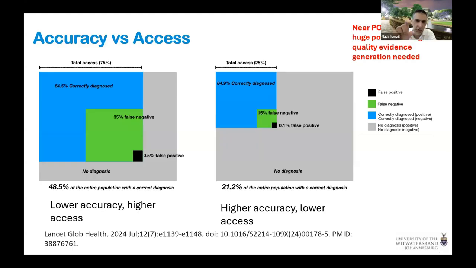And what you notice is overall that your blue box is actually larger on the left than on the right. And that's really the trade-offs that need to be thought through in terms of what we're talking about in near point of care technologies.